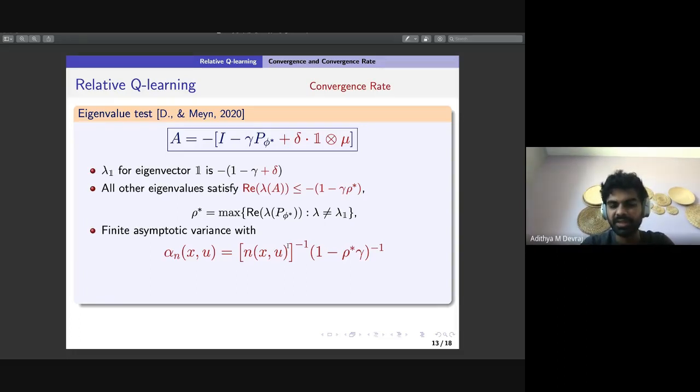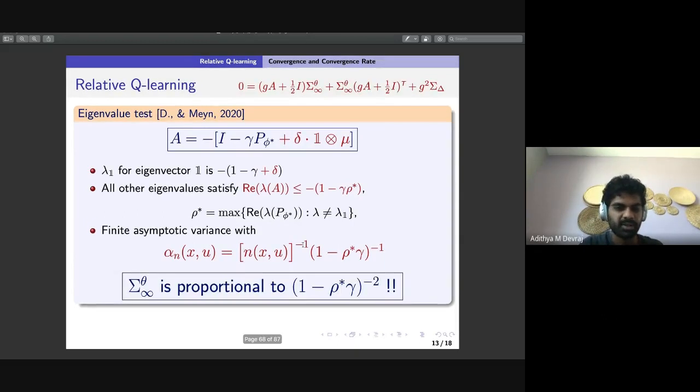You can use the same theory I just showed before to show that if you use a step size of this form now, it's the same as the one you use for Q-learning, except that you have to scale it by 1 minus rho star times gamma to the power minus 1. Then you can show that the algorithm achieves finite asymptotic variance. And I need to just clarify that under very general conditions, this rho star is smaller than 1. And one example is when this P phi star is the transition probability matrix for a unichain Markov chain.